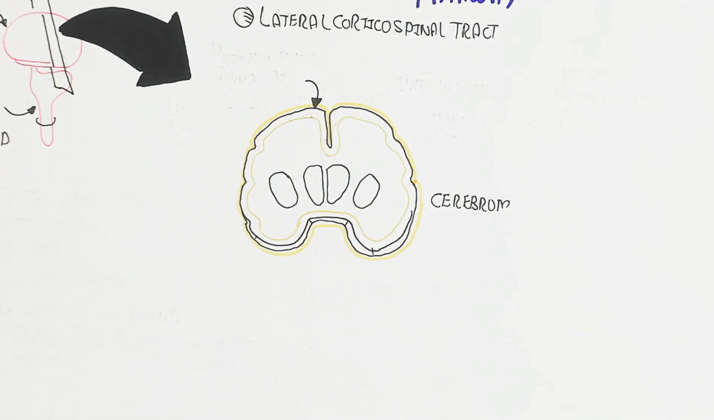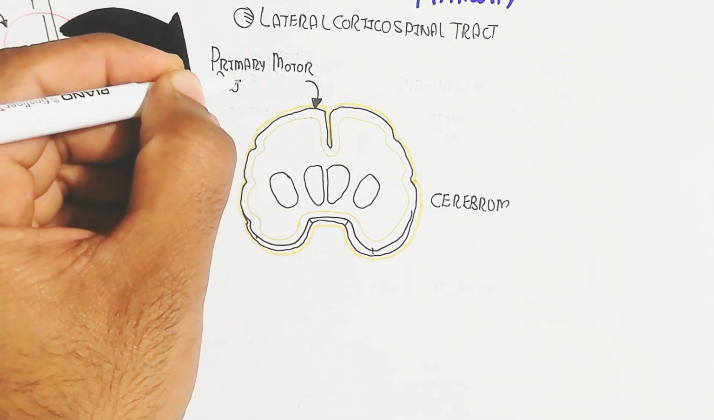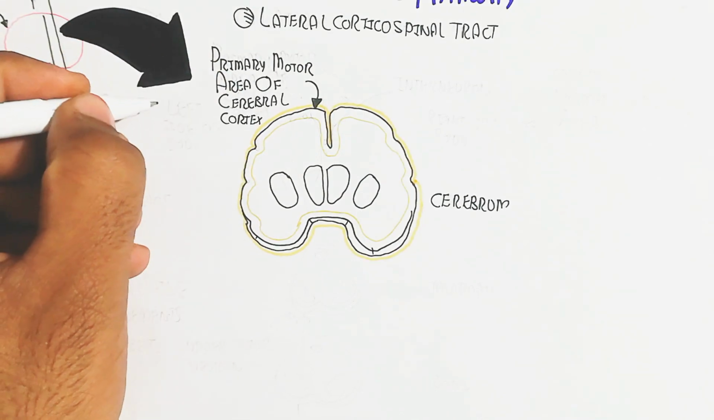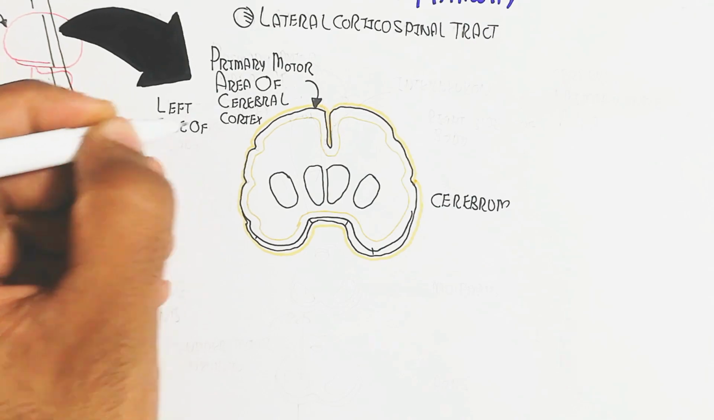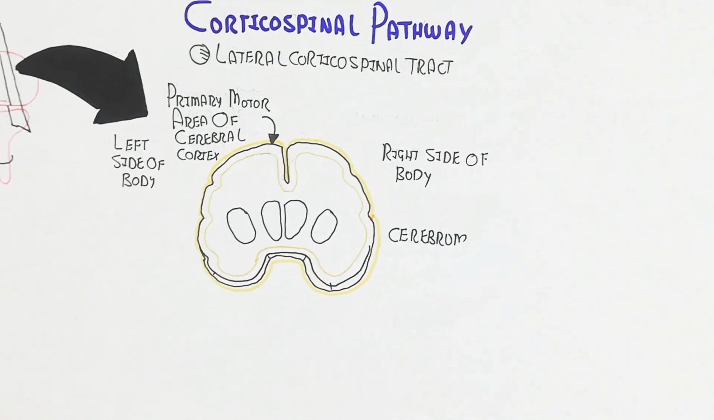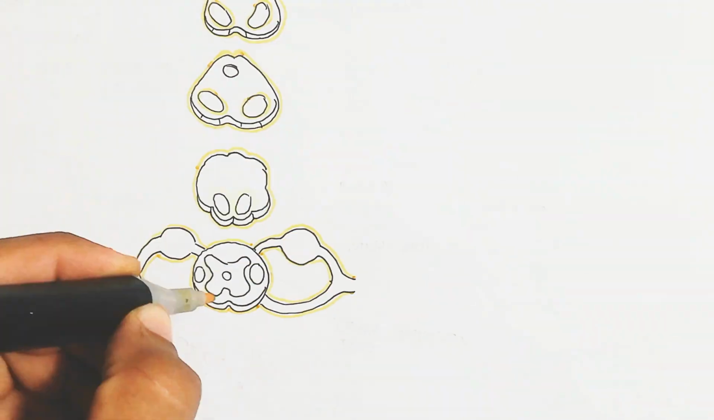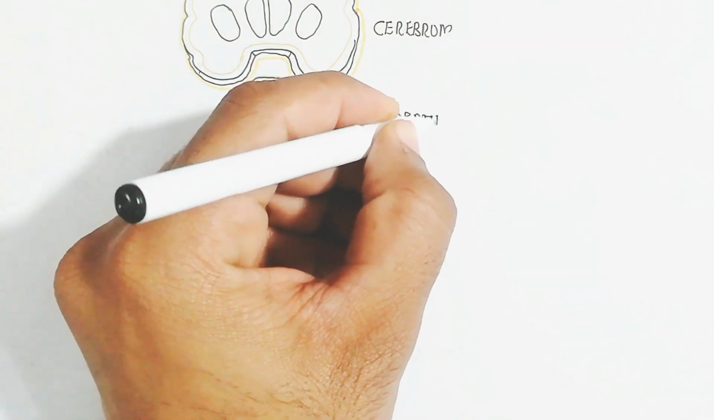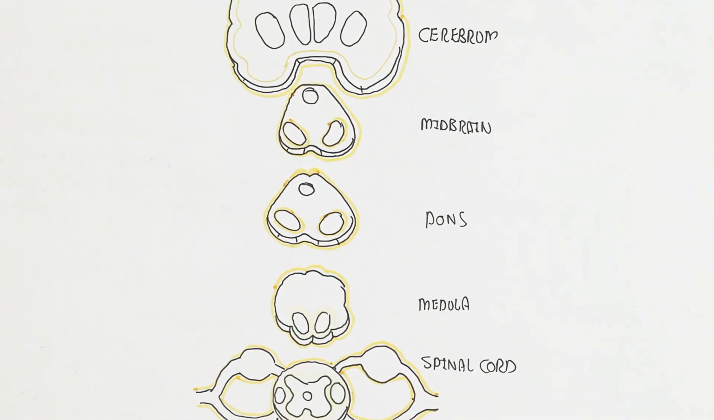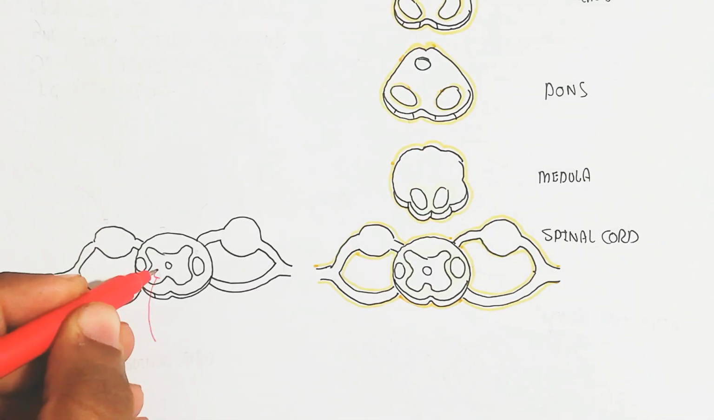The outer region is the gray matter, while inside is the white matter, and this is the primary motor area of the cerebral cortex, left and right. Remember, the left controls the right side of the body and the right controls the left side. Here are the midbrain, pons, medulla, spinal cord, and the thoracic and lumbar regions. This is the cross section.